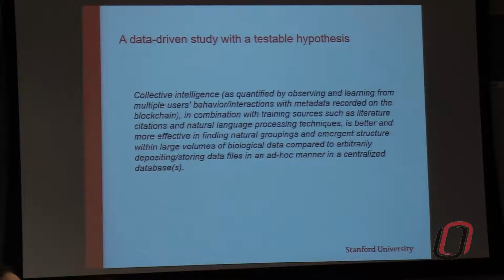and answer this very interesting statement, which is that collective intelligence, as quantified by observing and learning from multiple users' behavior interactions with the metadata recorded on the blockchain, in combination, of course, with training sources such as literature citations and NLP techniques, is better and more effective in finding natural groupings and emergent structure within very large volumes of biological data compared to arbitrarily depositing this data, just wishy-washy anywhere in an ad hoc manner in some centralized database. This is going to be a very cool thing to see how it pans out over the years. In my head, it's a no-brainer. I think this is going to be a very interesting hypothesis to work towards. But at the same time, it's going to lead to some very interesting answers and maybe some detours along the way. We will have to see.